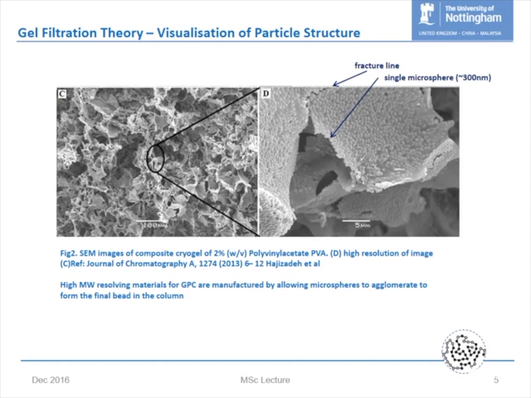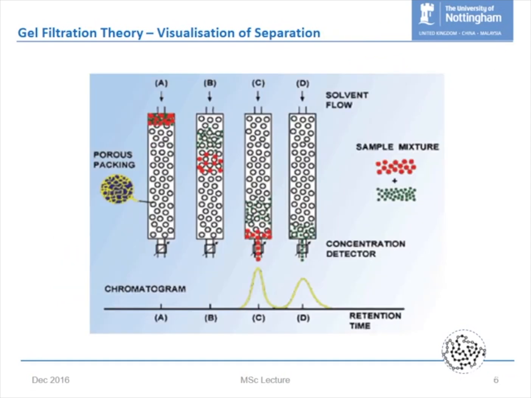Okay, so the next slide is just a very simple representation of what I talked about previously this morning. We put a mixture on the top of the column here. We have flow coming down here. Some is retained to a much greater degree than others. So this material has less access to the particle, to the pores, and will come out first. Then behind that we have the smaller molecules, which are retained to a greater degree, and we get some form of a chromatogram as a function of retention time.